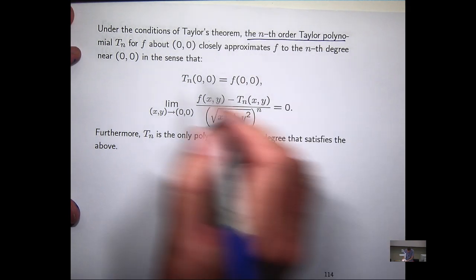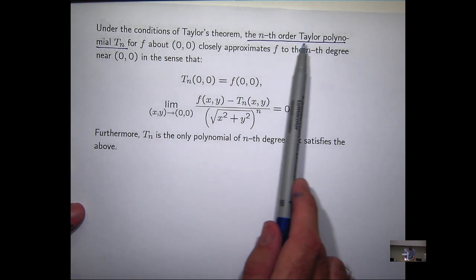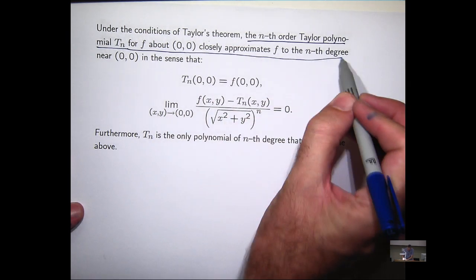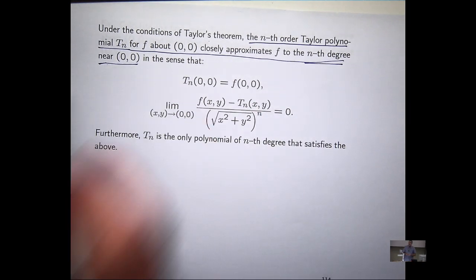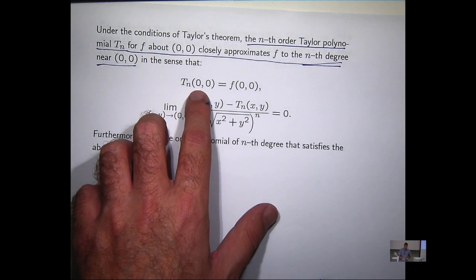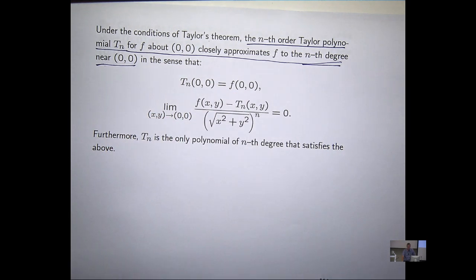An important piece of information: if I signify T sub n as the nth order Taylor polynomial, Taylor's theorem says, under its conditions, that the Taylor polynomial closely approximates f to the nth degree near the origin. So what does that mean? It means that at the origin, the Taylor polynomial and f are exact. It's an exact approximation.